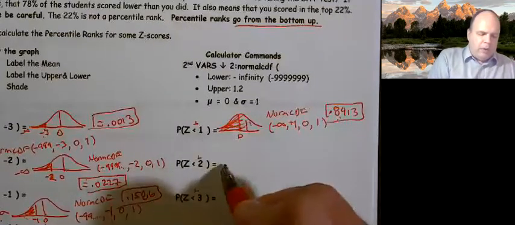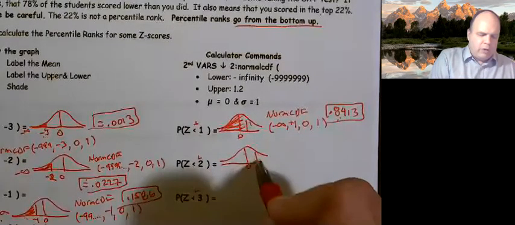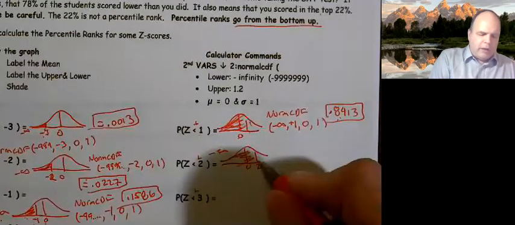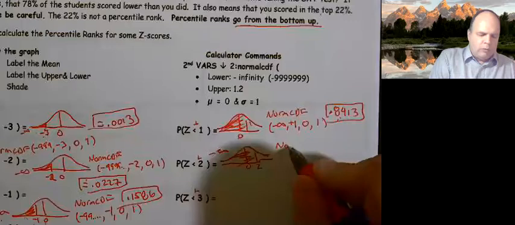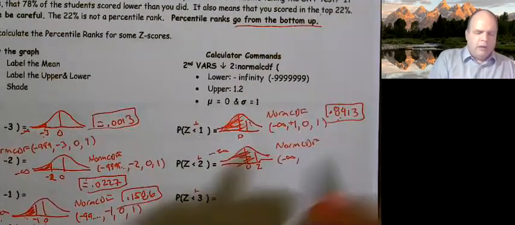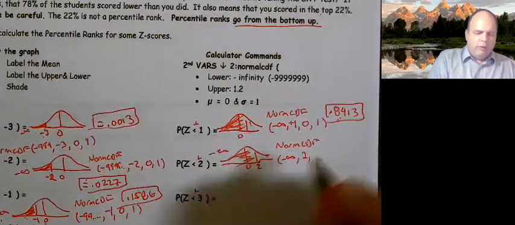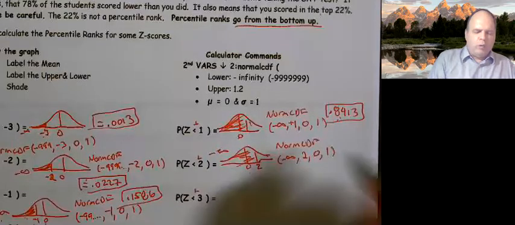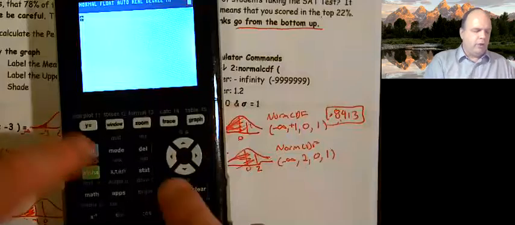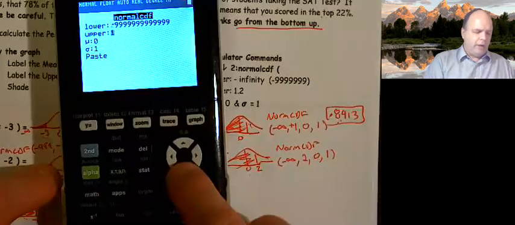All right, when we go to positive 2, that's right here. And then once again, we're still going to negative infinity. We're still writing down, and by the way, I expect you to write all this down. Norm, CDF, negative infinity. Upper bound, well, where did we shade to? We shaded to positive 2. Mean is still 0, and our standard deviation is 1 because we're working with the standard normal. So second vars, norm, CDF. Upper bound is positive 2.